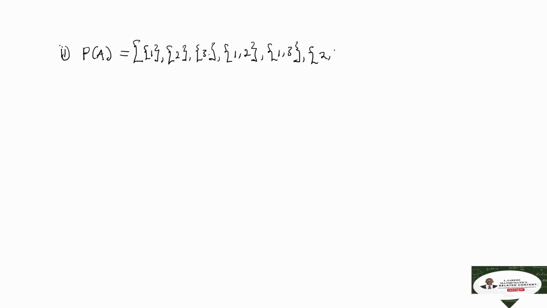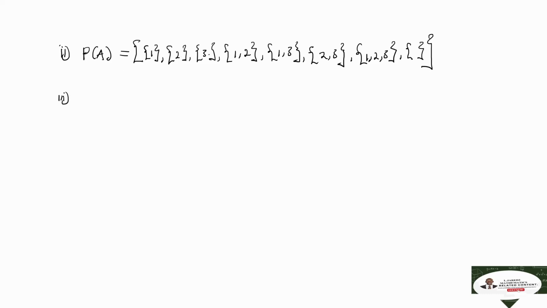Roman number 2, we have to find the power set, so we are going to list the subsets of set A. So in there we are going to have 1 as a subset, we shall have 2, we shall have 3, we shall have 1, 2, we shall have 1, 3, we shall have 2, 3, we shall have the set itself, which is set A, and lastly we shall have the empty set. So this is the power set of set A.